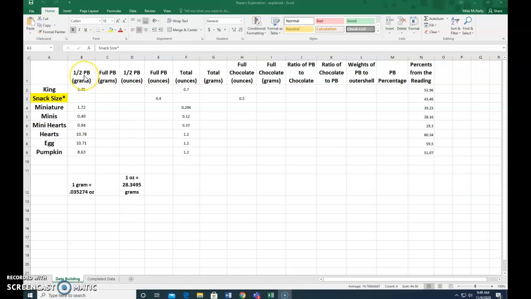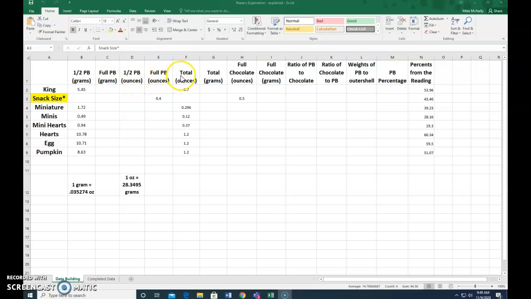So the person doing the lab initially was working with half of a peanut butter cup. So that's what half means. What would half a peanut butter cup have? And then full means the whole peanut butter cup, or the whole miniature, the whole mini heart, whatever it might be. Okay, and so then, this is all the peanut butter, and we change it from grams to ounces.